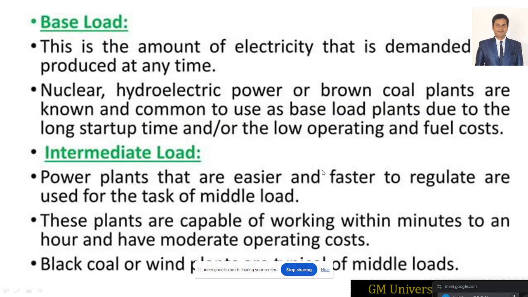What is the base load actually? The amount of electricity that is demanded and produced at any time. So at the base time, you can get the power from the nuclear and thermal power plants. Coal power plants are also commonly known as base load plants, due to their long startup time and low operating and fuel cost. So depending upon that, the base load can be satisfied with these kinds of plants.